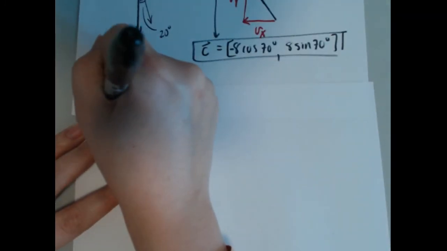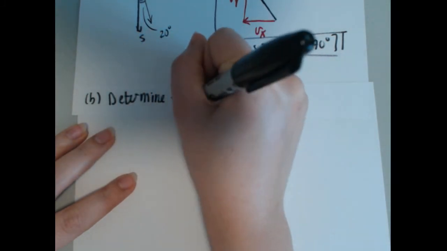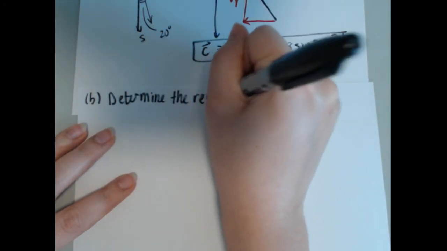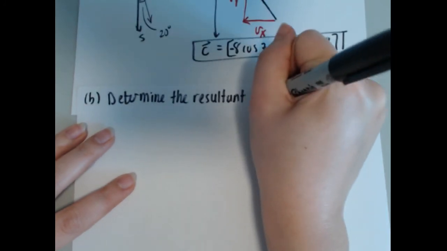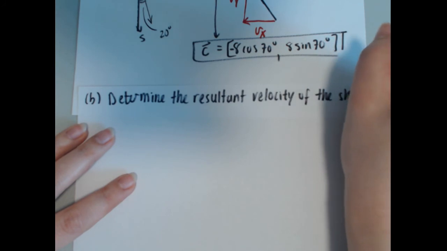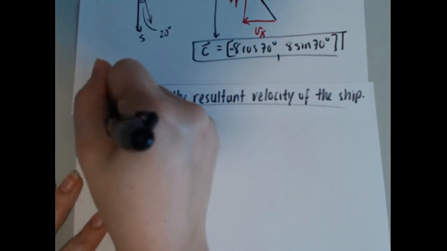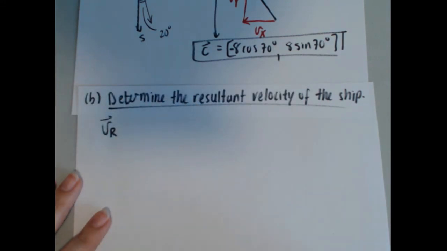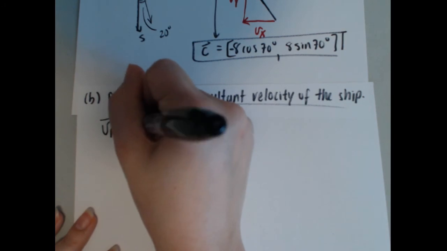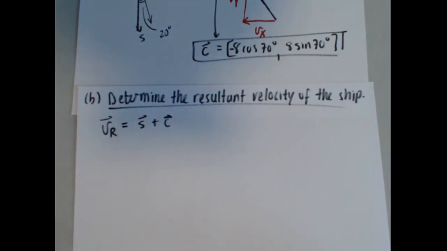So B, determine the resultant velocity of the ship. If we want to call that VR, we've got the ship trying to head in a certain direction, but then the current is also affecting it. We have to add both of those contributions to see what the net result is.